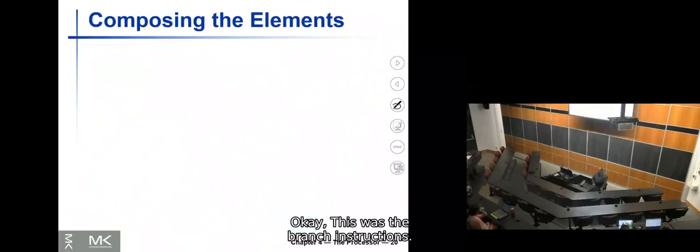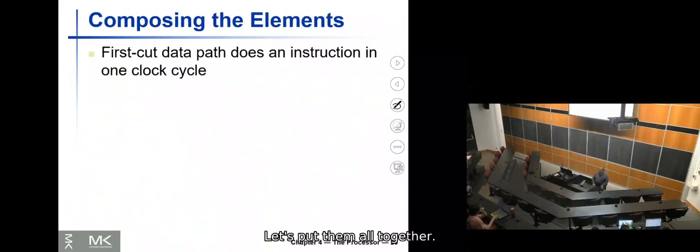Okay, this was the branch instructions. Now you know the different parts of data paths. Let's put them all together. For this, we would like to have a single cycle processor. What do we mean by single cycle? We mean that with one clock cycle, everything should be done for the execution of the instruction.